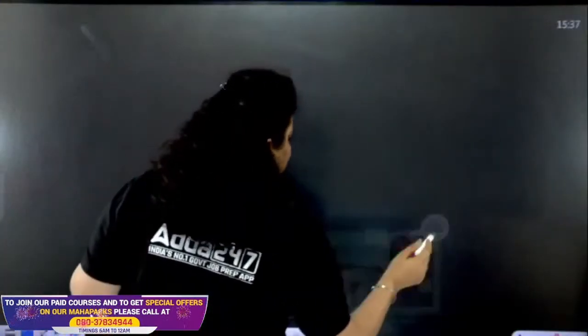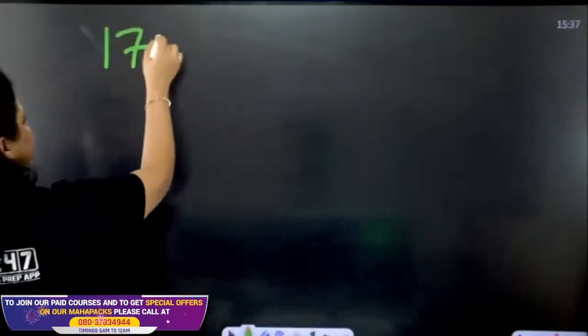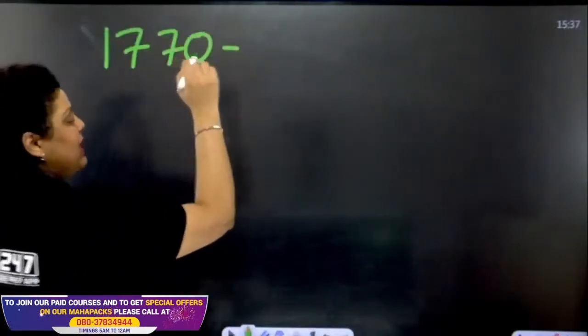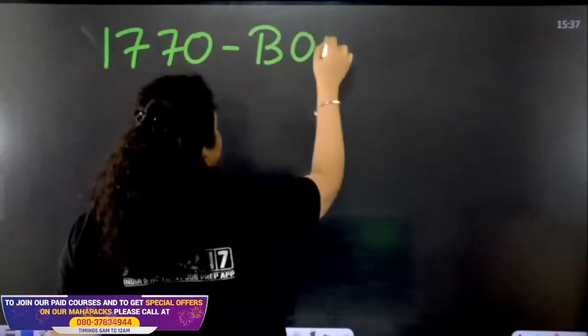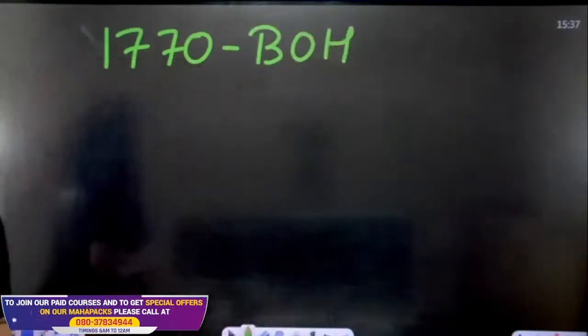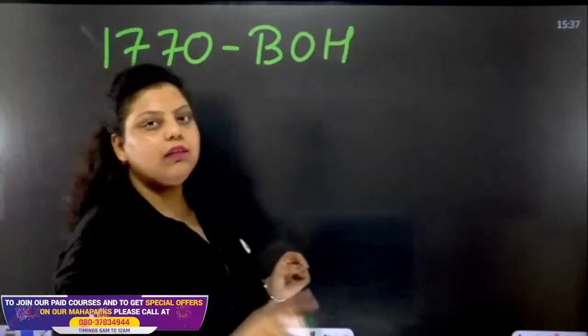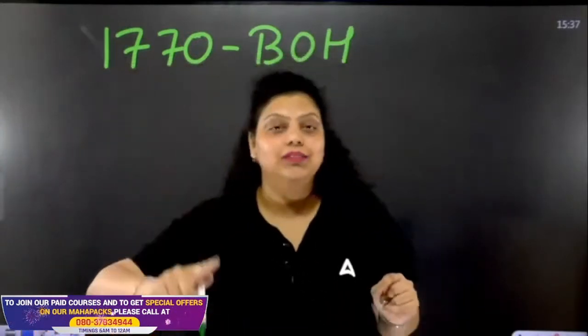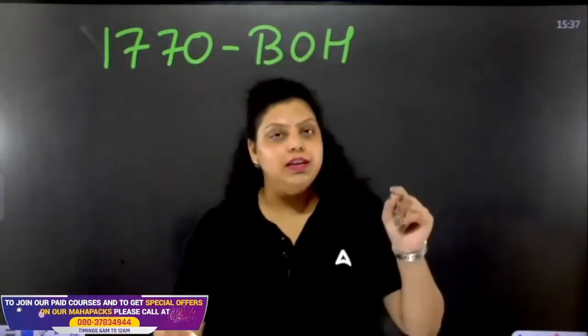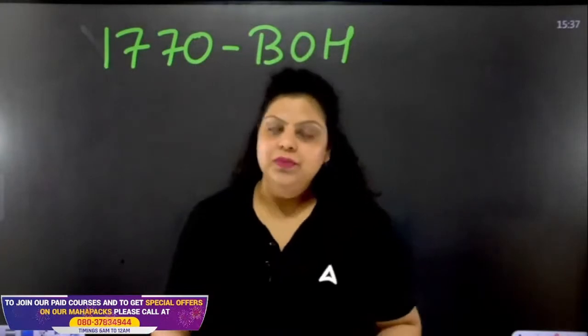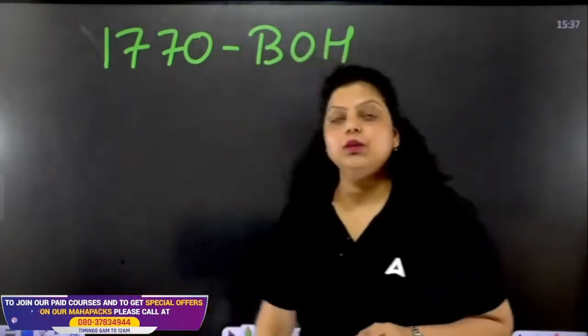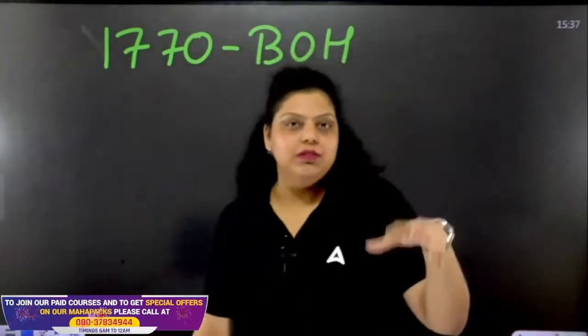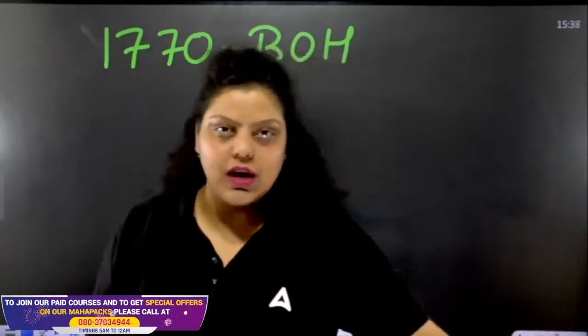First of all, in the year 1770, we have seen the establishment of the Bank of Hindustan, and this was the first bank established in our country. The headquarters of the bank was in Calcutta. Now this Bank of Hindustan is the first bank which started the formal financial system in our country.